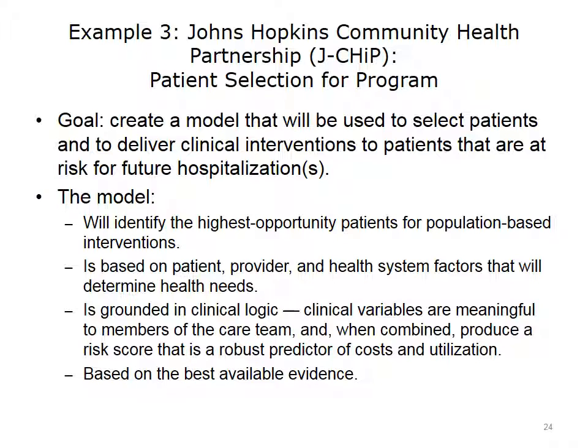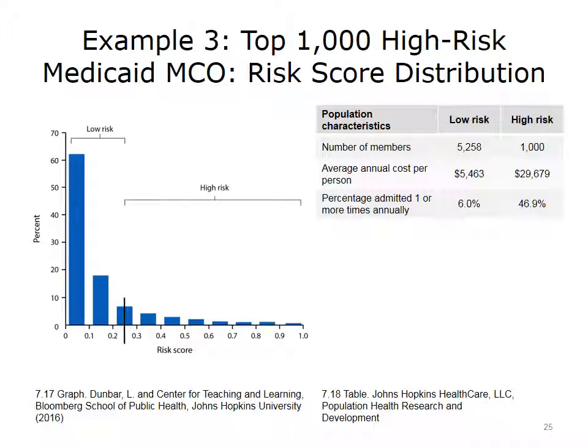Again, their model utilized the same 4 criteria as in the previous example. They wanted to identify the highest opportunity patients. They wanted to base their model on factors that they knew would help determine healthcare needs. It was clinically logical to the members of their team, and it was based on the best available evidence. In this particular program, they just wanted to identify the highest and lowest risk members. If you remember from our previous example, they had low risk, moderate, or medium risk, and high-risk patients.